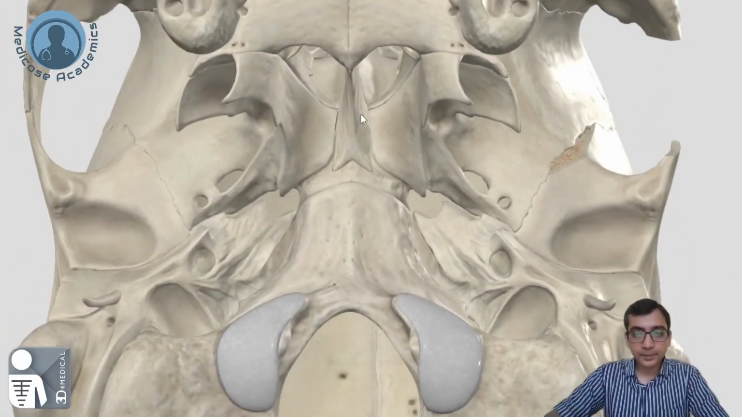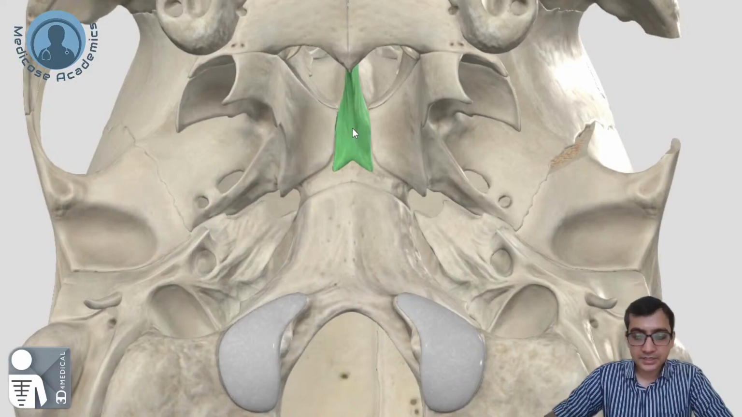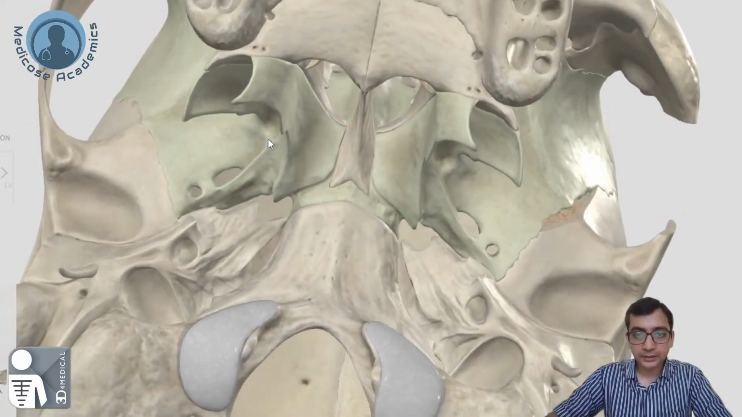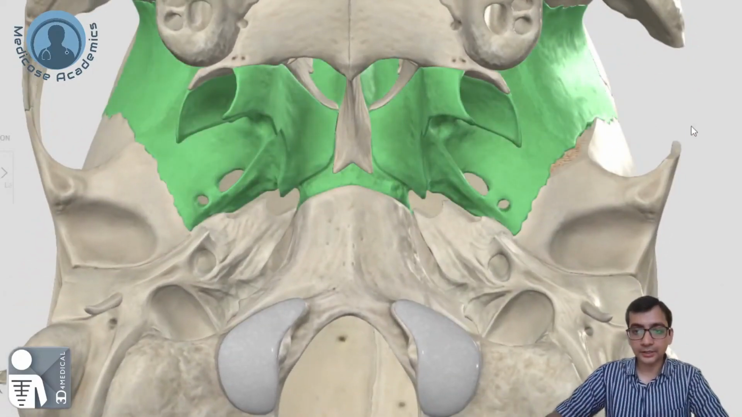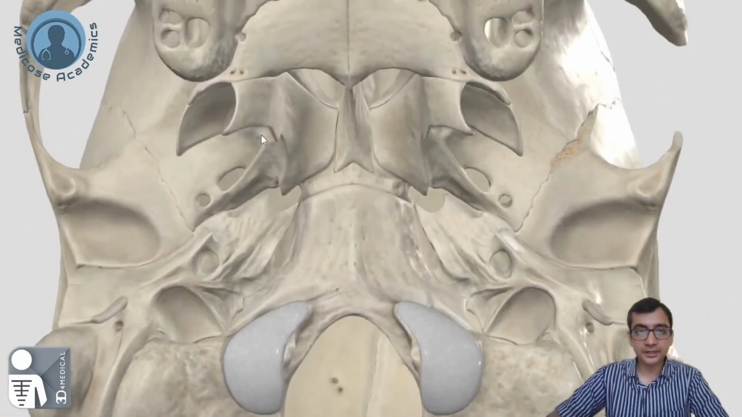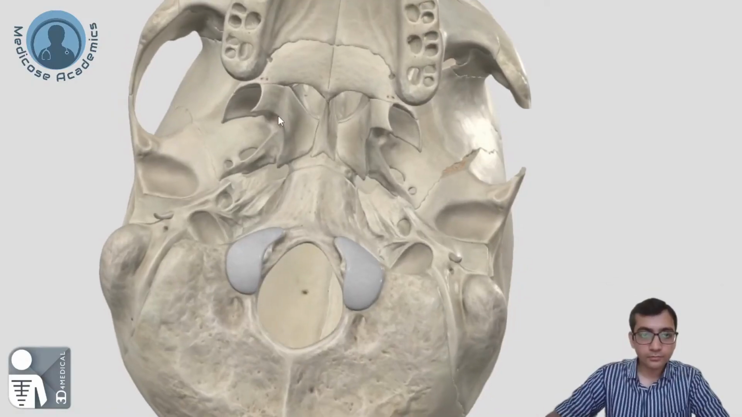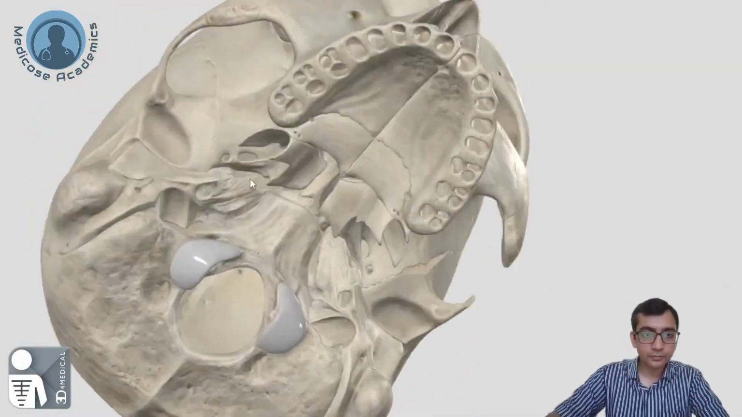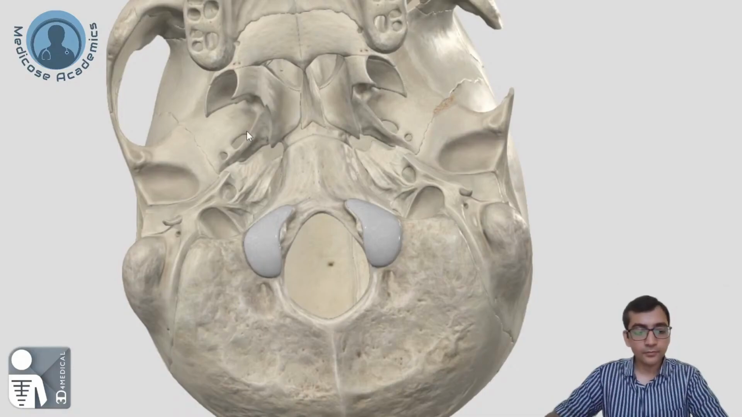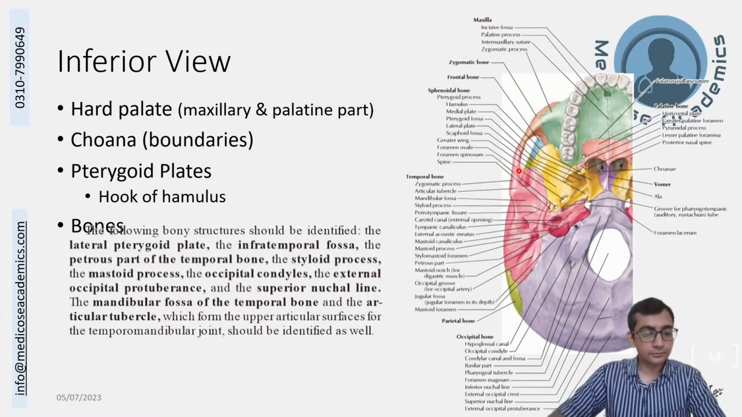So what I have talked about by now is that in the midline you can see the vomer bone, it's independent, there is no ethmoid bone. Here you can see the two plates of the pterygoid process. They're joined anteriorly and free posteriorly to form the medial and lateral pterygoid plates. So this is the lateral pterygoid plate, this is the medial pterygoid plate, and in between them.